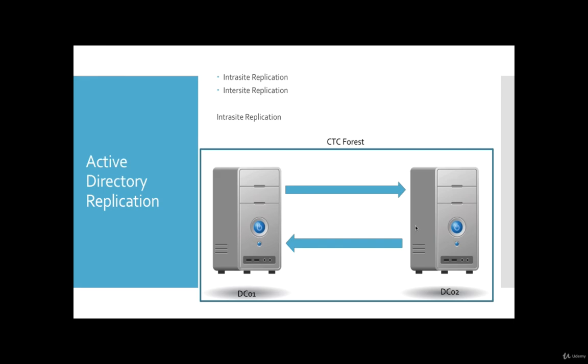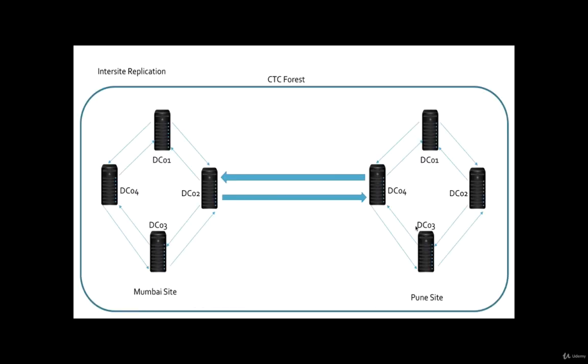The next part of Active Directory replication is inter-site replication. Inter-site replication happens between two distinct sites connected through a wide area network. Unlike intra-site, here you can't wait for domain controllers to be configured automatically for replication. Here you need to configure site, subnet, and site links in order for replication to happen between sites.